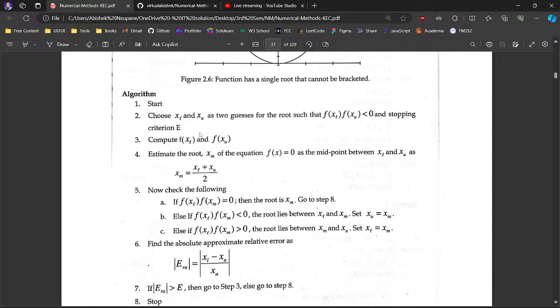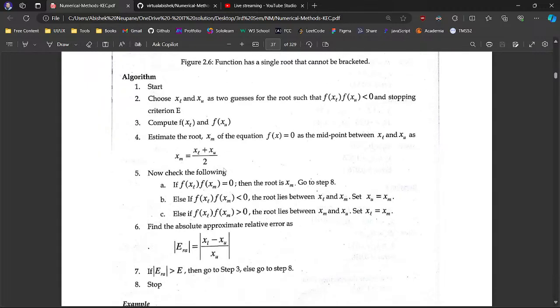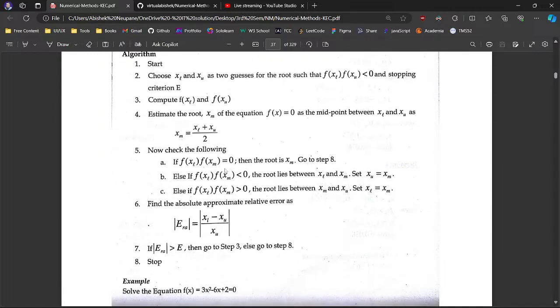After that, we find the function of lower and the function of upper, and as we know, the midpoint will be xl plus xu over 2. The main point is, if the product of f(xl) and f(xm) is 0, immediately the root will be xm. If f(xl) times f(xm) is less than 0, then xu equals xm. So this is all about it.